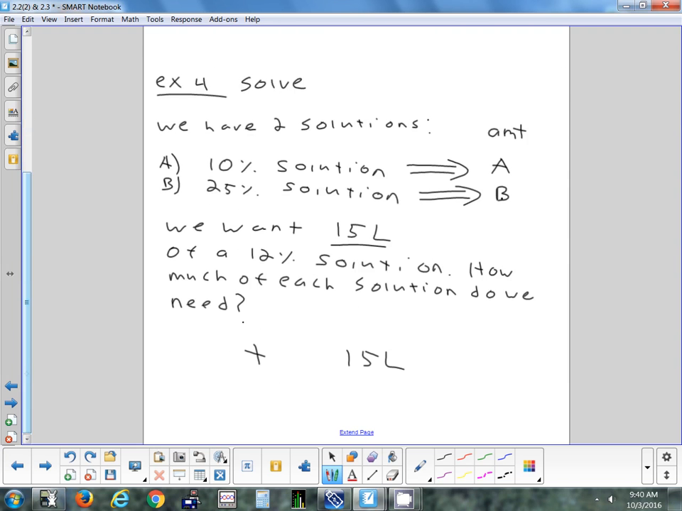12% of the solutions, right? I don't know. Anyone help him out? So he got the 15. You got it. Let me put the equal sign in there. A plus B. What is it? A plus B equals 15 liters. Yeah, A is the amount of the first solution, B is the amount of the second. However much you mix, there's your equation.